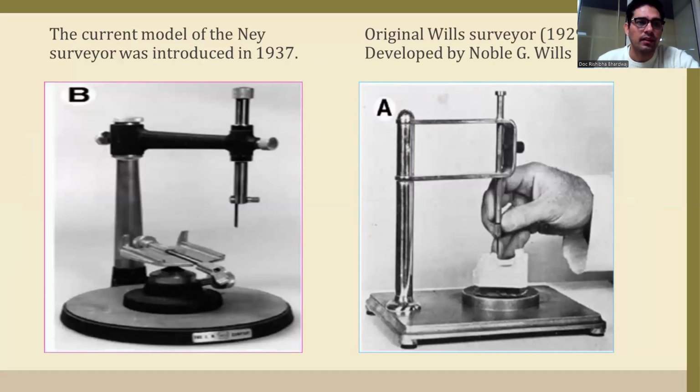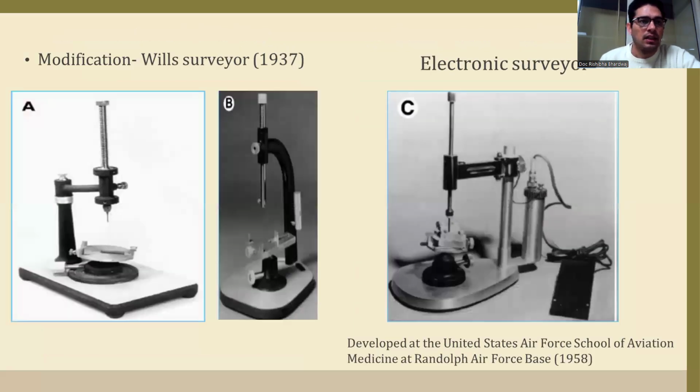Next, the current surveyors that we are using are Ney's surveyors and the Jelenko's. The Ney surveyor was introduced in 1937, as we can see in this picture B. It is the Ney surveyor. Next, the original Willis surveyor in 1929, developed by Noble J. Willis. Modifications: the Willis surveyor in 1937 came into the market. Later on, the electronic surveyors were introduced into the dental fraternity. It was developed at the United States Air Force School of Aviation Medicine at Randolph Air Force Base in 1958.